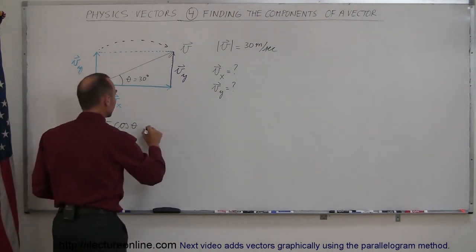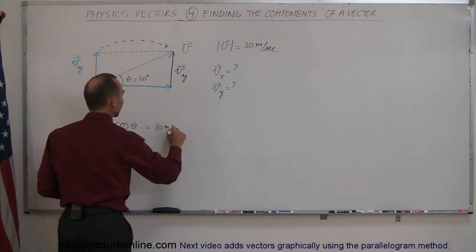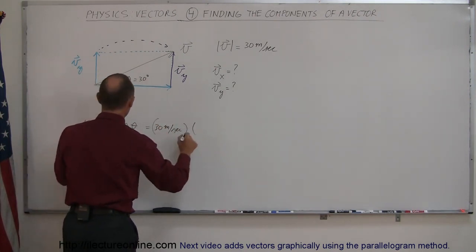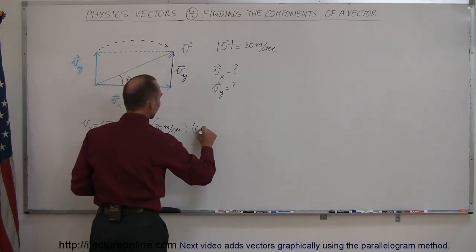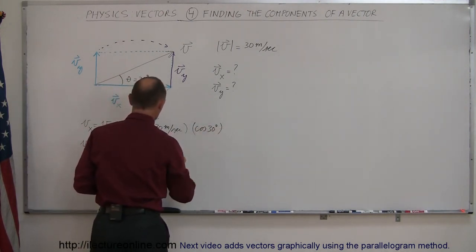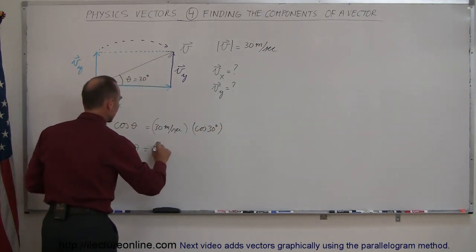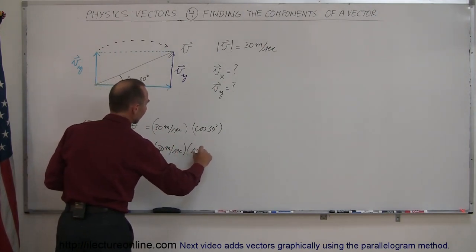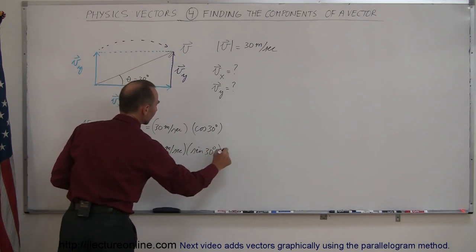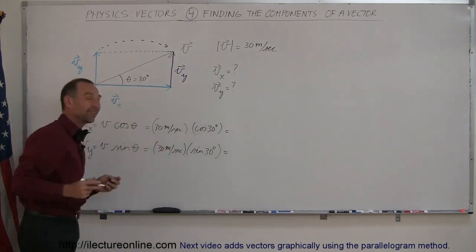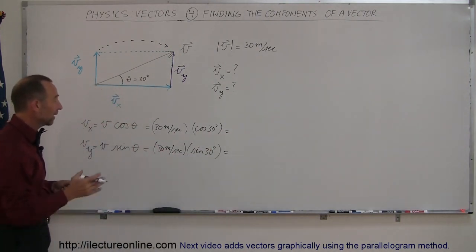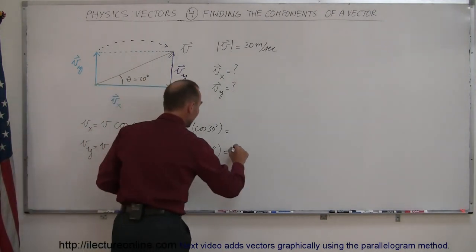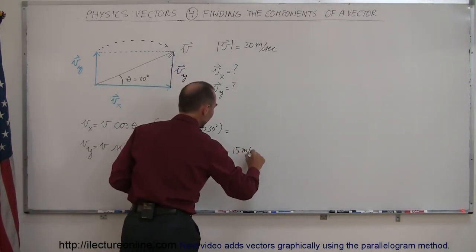So v sub x is equal to 30 meters per second times the cosine of 30 degrees. And v sub y is equal to 30 meters per second times the sine of 30 degrees. Okay, now the sine of 30 degrees, that's easy. That's 1/2. So 1/2 times 30 meters per second would be 15 meters per second.